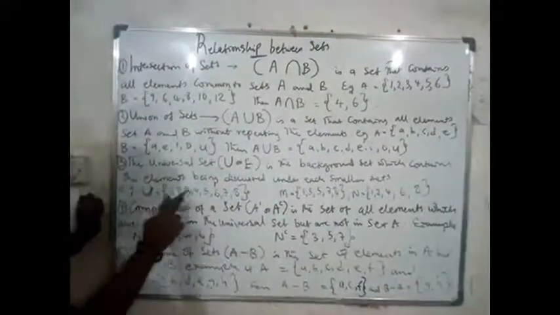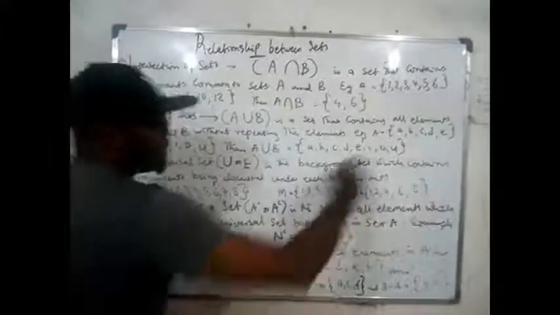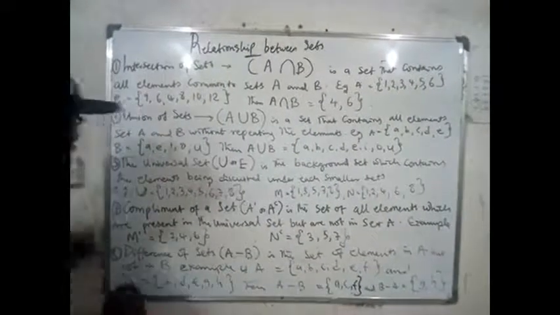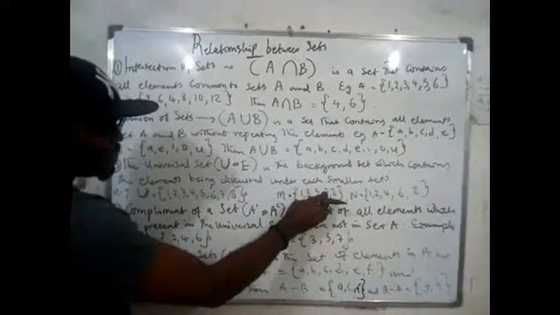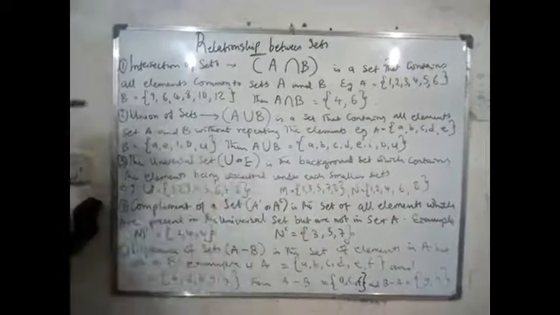So you have 1, 2, 3, 4, 5, 6, 7, 8. Combination of all the possible sets. When you combine them, you form this. So that you can now talk about complement of sets, which is actually the elements that are not in the sets that you're considering, but are actually in the universal set.